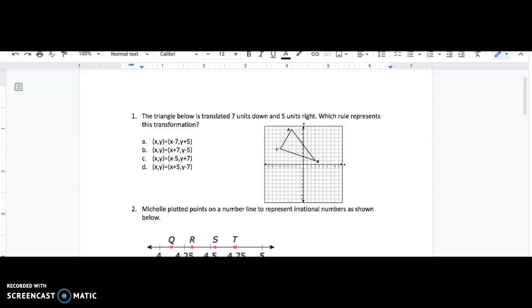Alright guys, so here's your CBA review. The test is going to be 10 questions. I put 8 on here. There's one question about the sets and subsets that we didn't go over.